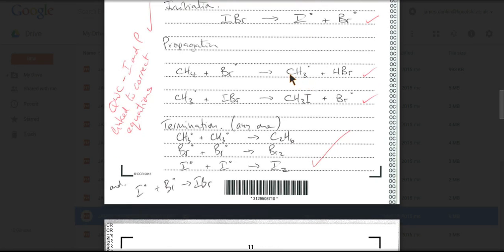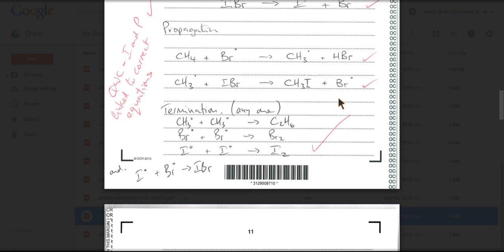So part 2 of propagation, step 2, the methyl radical, the new radical that's formed, would then react with another stable molecule, radical plus stable, and that's going to generate the CH3I that we were told we have to make. That'll form also a bromine radical, and that's your pair of propagation steps there.